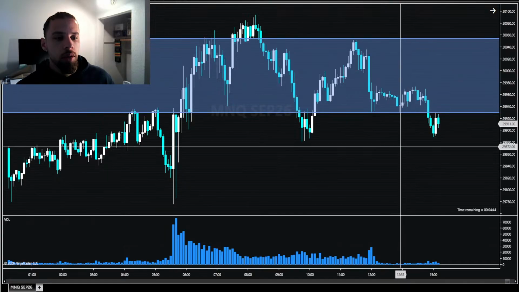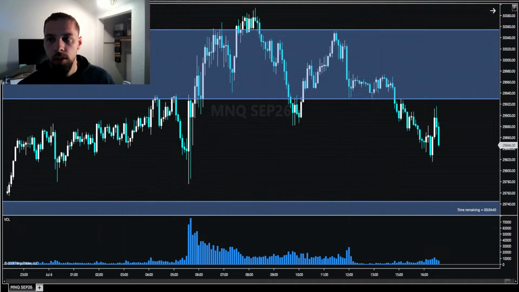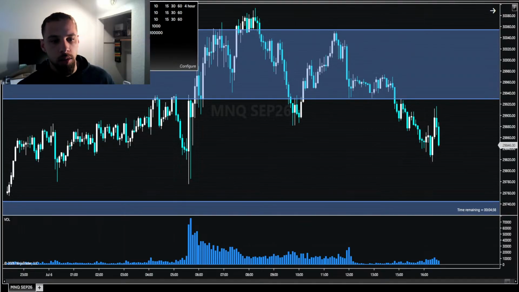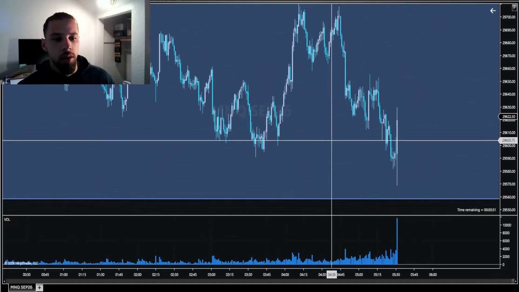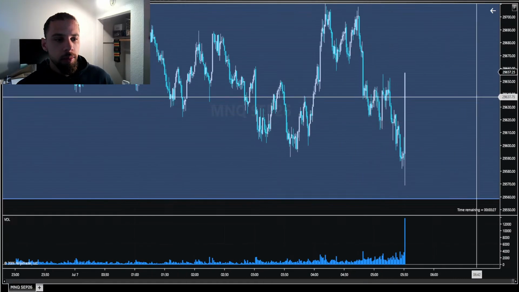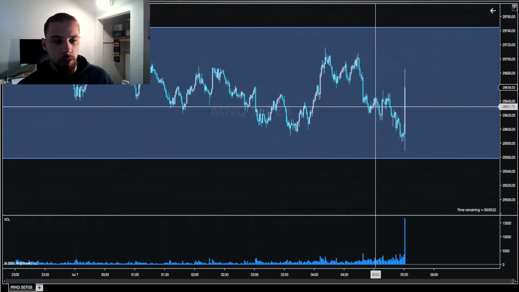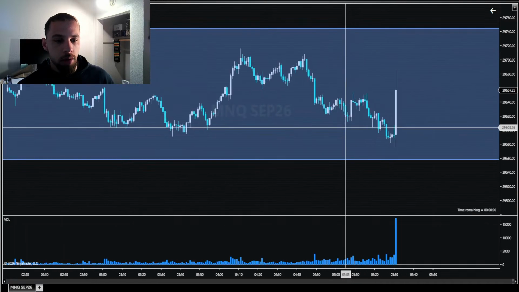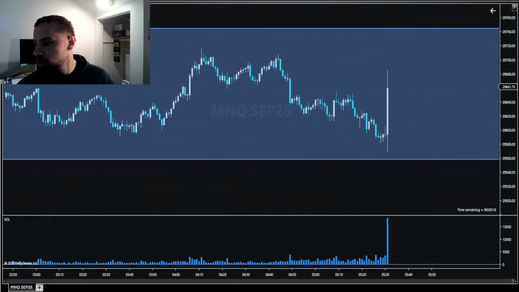So let's go back to the opening here. Alrighty. Market's open, so look at that monster candle just coming in strong. We will see if there's anything that presents itself today.